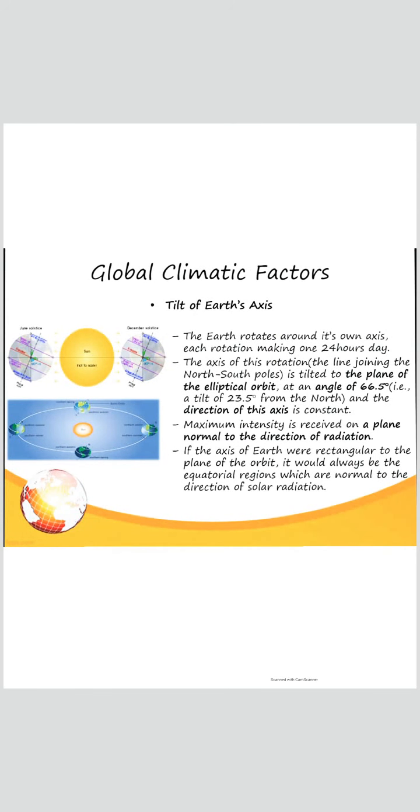The Earth rotates around its own axis, making 1 day of 24 hours. The axis of rotation is tilted to the plane of the elliptical orbit at an angle of 66.5 degrees, and the direction of the axis is constant. The maximum intensity is received on a plane normal to the direction of radiation.